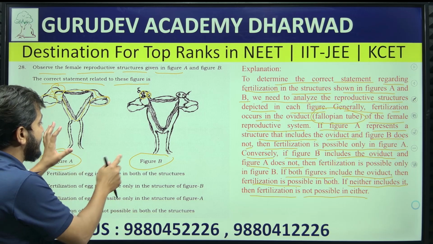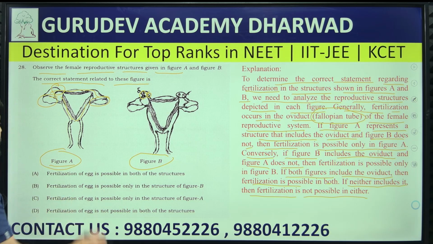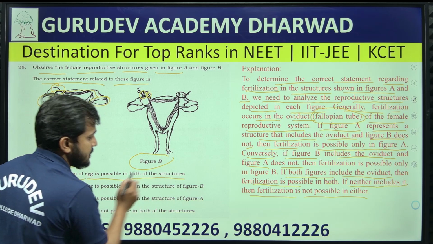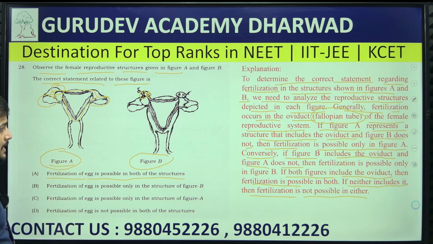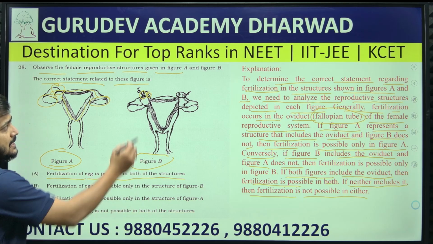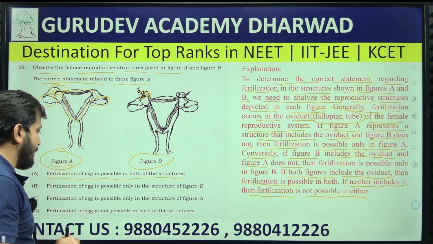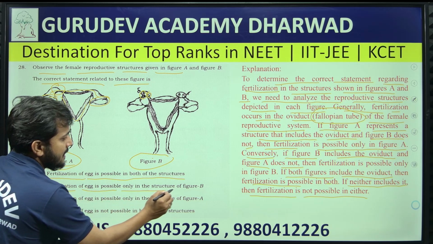So based on all these aspects, what will be the answer? Option one by one, we will see what they are saying. Fertilization of egg is possible in both of the structures? No, only one. Here we are going to find out the fertilization. Here there is no fertilization, as the fallopian tube or oviduct itself has been cut, right? Then the fertilization of egg is possible only in the structure of what?